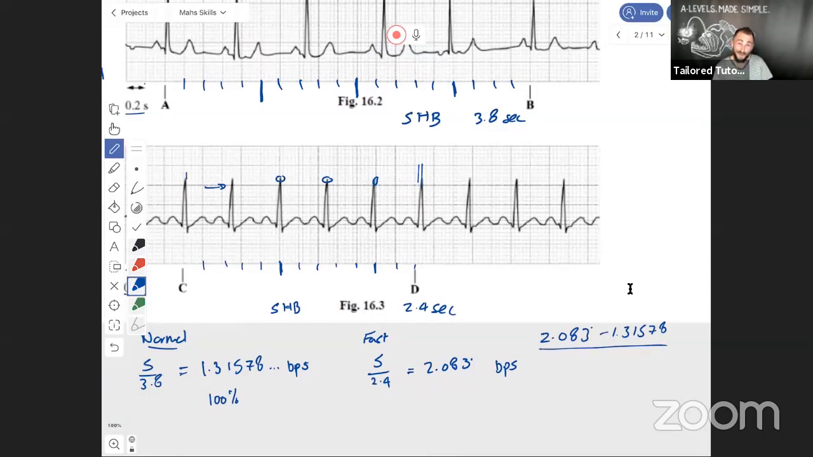You want that of the original, which means it's this one over here. So 1.31578, and then this would need to be times by 100 to give us our percentage. Before you punch any numbers into your calculator, what's it going to be? We're going from 1.3 to 2.1. Has it doubled? Well, doubling would be 2.6. So a doubling is 100% increase, and we're looking for a number that's less than 100%.